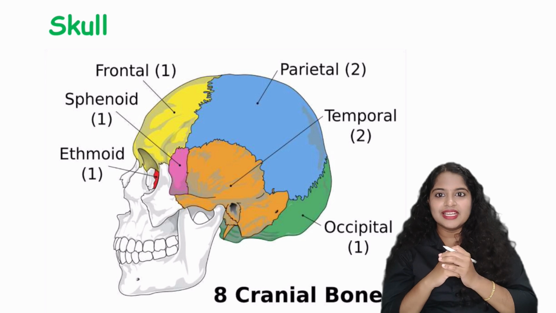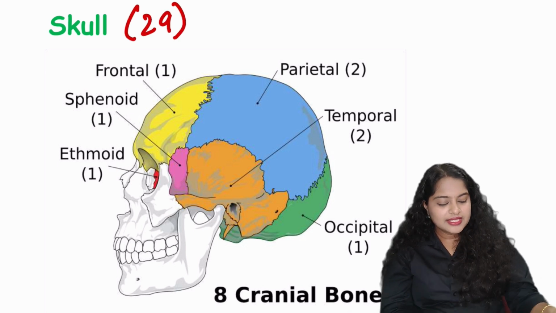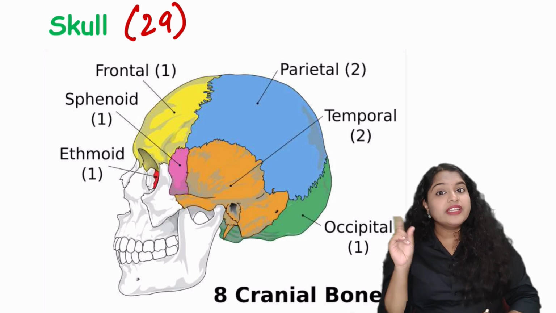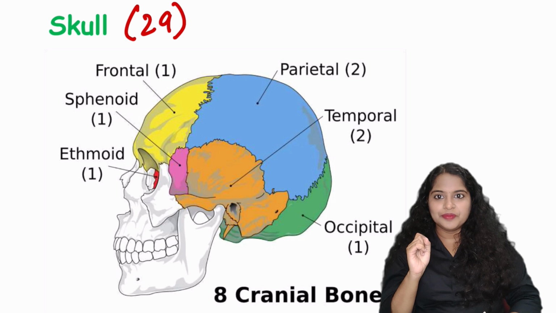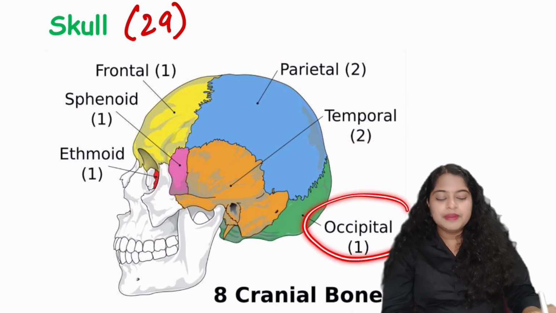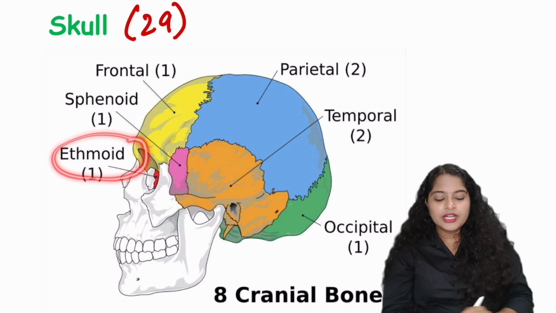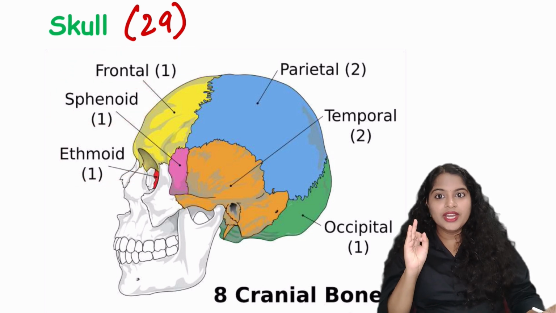So coming to our skull. The skull is made up of 29 bones. That is 8 cranial bones, 14 facial bones, 6 ear ossicles and 1 hyoid bone. First we will see the 8 cranial bones. There are 2 parietal bones, 2 temporal bones, 1 occipital bone, 1 ethmoid bone, 1 sphenoid bone and 1 frontal bone. So frontal, sphenoid, ethmoid and occipital bones are only 1 each. Parietal and temporal are 2 each.